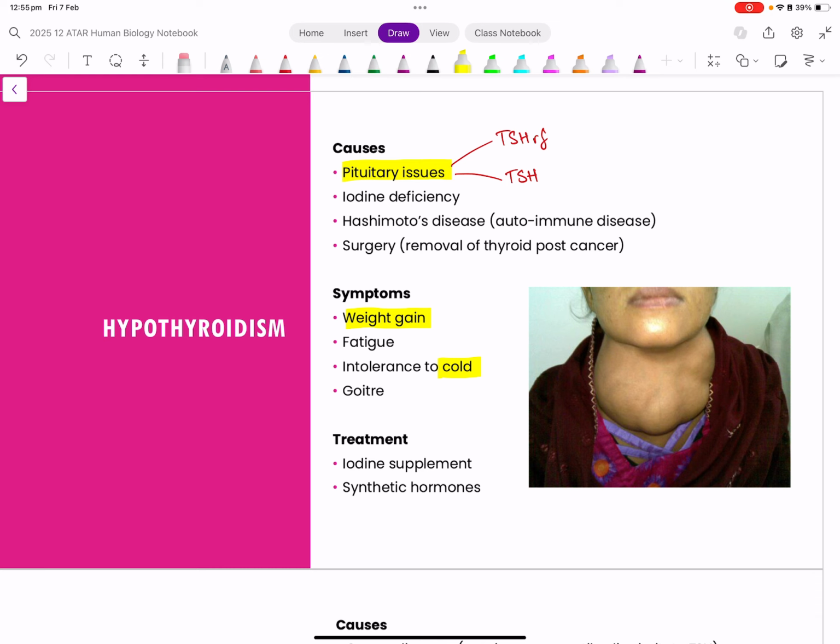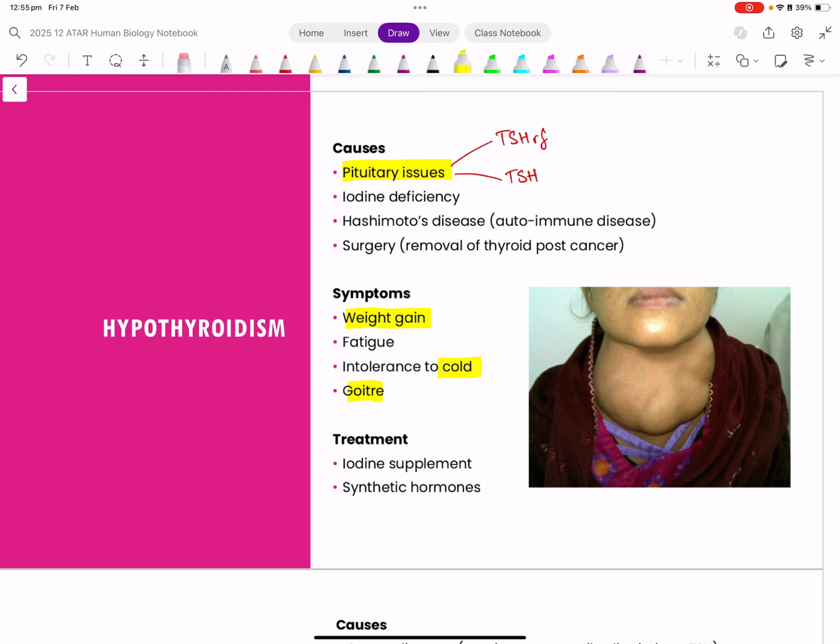Finally, as you can see in the diagram on the right, there is a particular symptom known as goiter. Now, a goiter is a large swelling in the neck, and it's due to the thyroid gland enlarging to try and capture more iodine, and this may form the goiter itself, which is a large swelling.